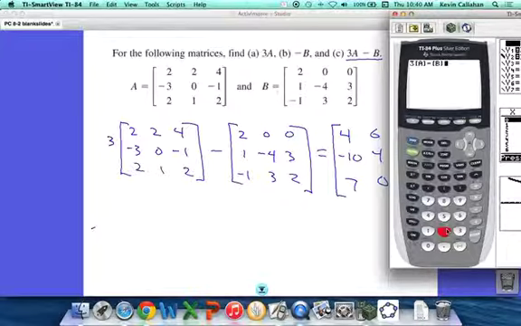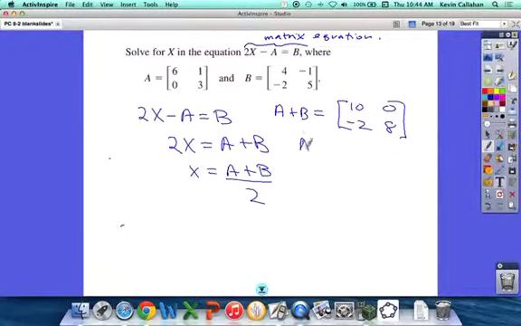Definitely if we're doing this with matrices, A plus B equals 6 plus 4 is 10, 1 plus negative 1 is 0, 0 plus negative 2 is negative 2, 3 plus 5 is 8. A plus B over 2 would be 5, 0, negative 1, 4.